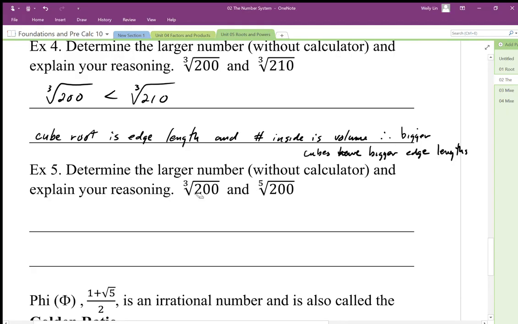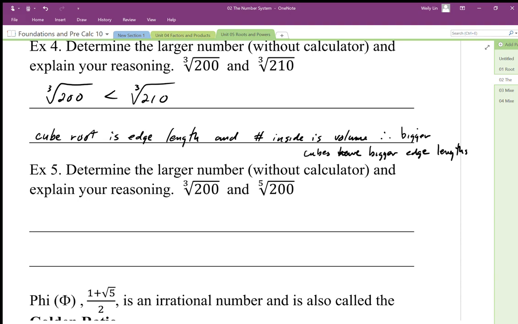So this is the cube root of 200, and the fifth root of 200. So this means I have a volume of 200 and I want the edge length. I don't really know what that number is, just like up here. But this is even more difficult because this is the same number, but it's a fifth root. And I don't really know how to visualize a fifth root, because once we get past cubes, we don't have shapes in the fourth and fifth dimension. So how do we do this?